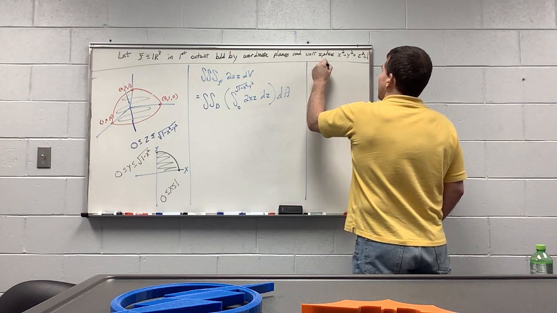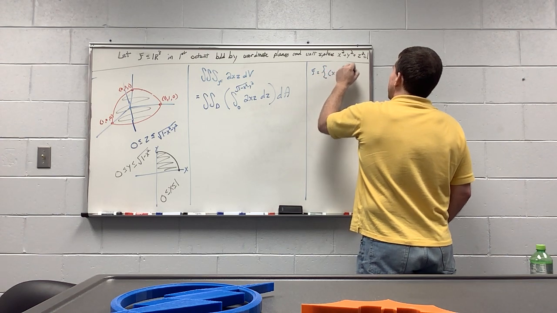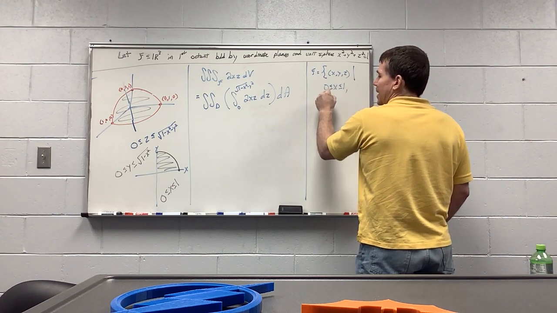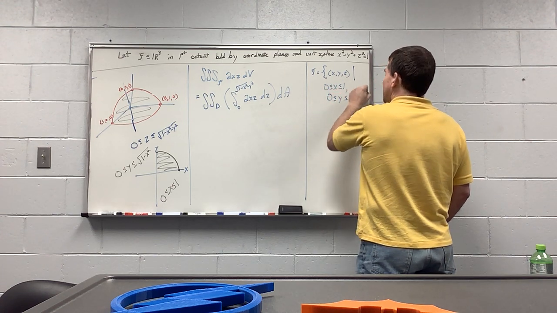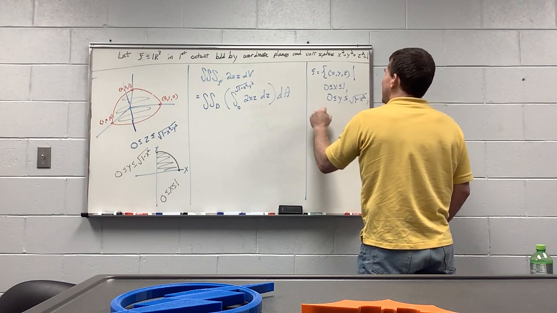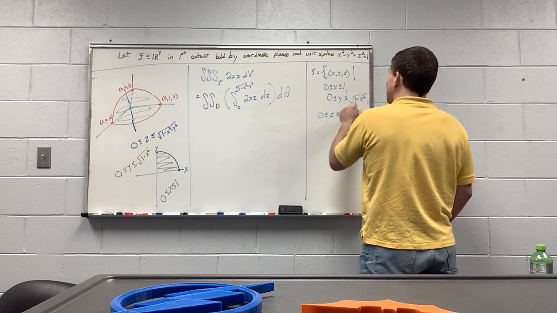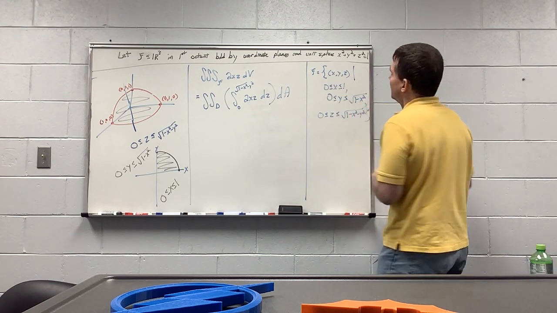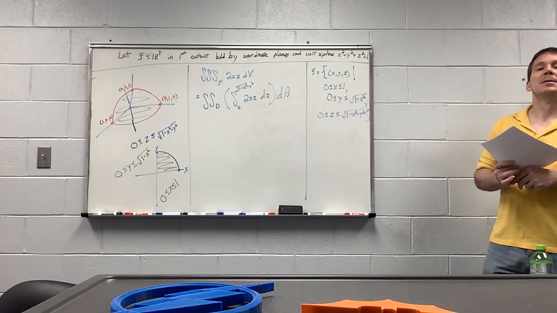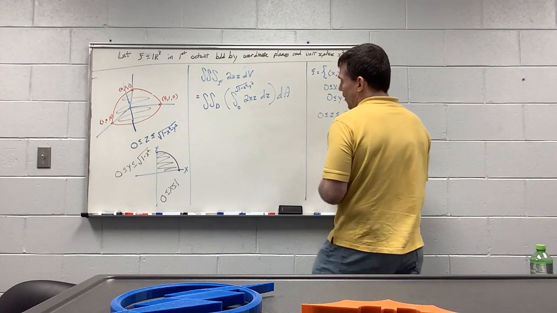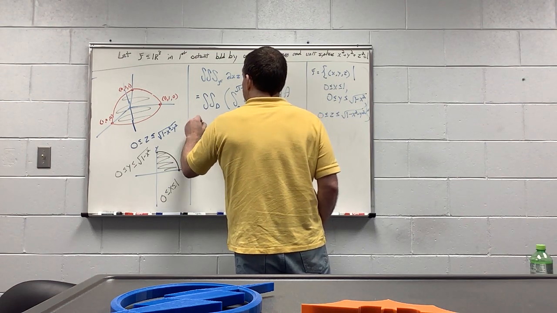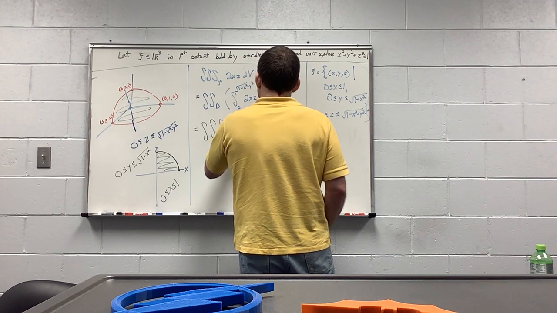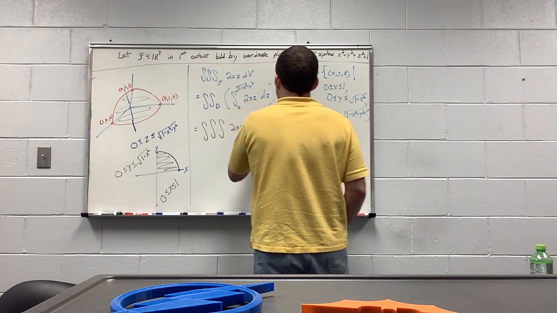So I get F is equal to the region xyz such that 0 is less than or equal to x is less than or equal to 1, 0 is less than or equal to y is less than or equal to the square root of 1 minus x squared, 0 is less than or equal to z is less than or equal to the square root of 1 minus x squared minus y squared. And the reason for that, now I can create my triple integral. And I get the integral of 2xz dz dy dx.